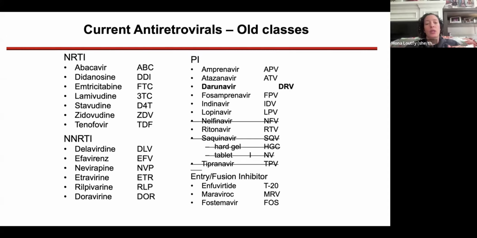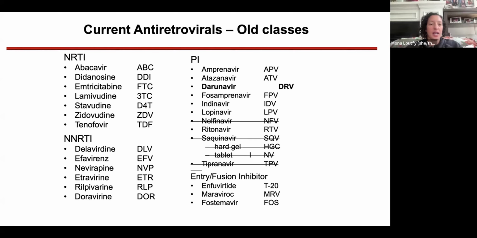So we would use them boosted, and they would be called a boosted protease inhibitor. And now we have darunavir with another booster called cobicistat, and it comes in one pill. The trade name for darunavir is Prezista, and darunavir with cobicistat in one pill is called Prezcobix.